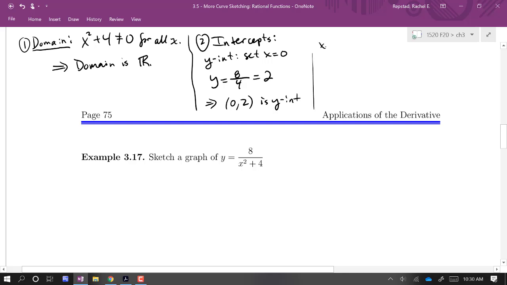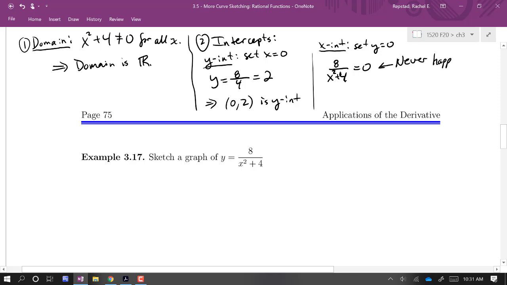Now, for the x-intercept, we set y equal to 0. If we do that in this function, we get the equation 8 over x squared plus 4 equals 0. Now look at this equation, this fraction, 8 divided by x squared plus 4 equals 0. This never happens. I know there's no solution to this.